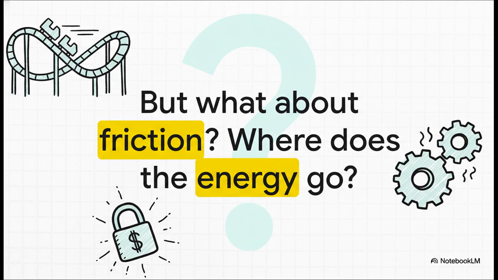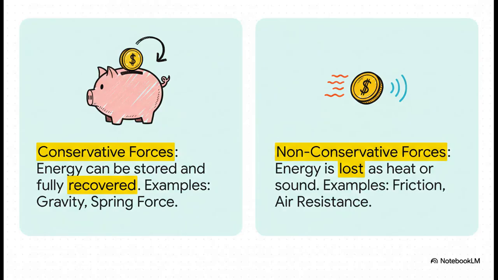Okay, but hold on a second. We all know that roller coaster isn't going to go on forever. It slows down. It eventually stops. So if energy can't be destroyed, where the heck did it go? This is where we have to talk about hidden fees. See, the thing is, not all transactions are perfectly efficient. Some forces, like gravity, are what we call conservative. They're like a perfect fee-free bank transfer.